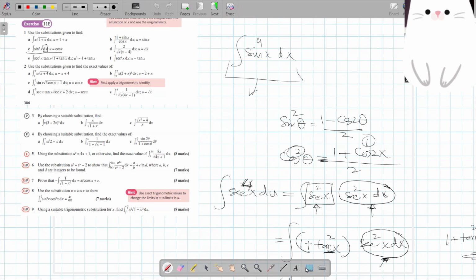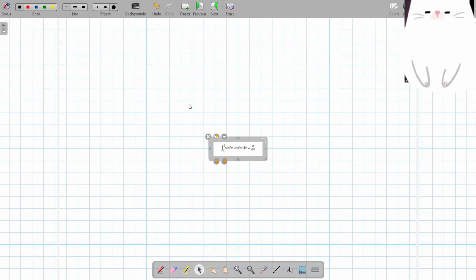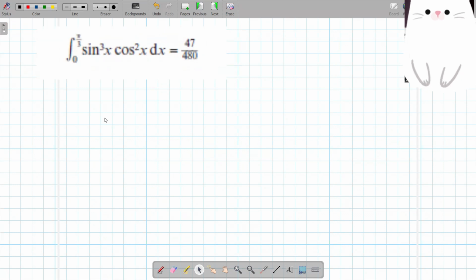Look at this question. Look at this one. I just told you how to do this as well. There is sine cube and cos square. What will you do?